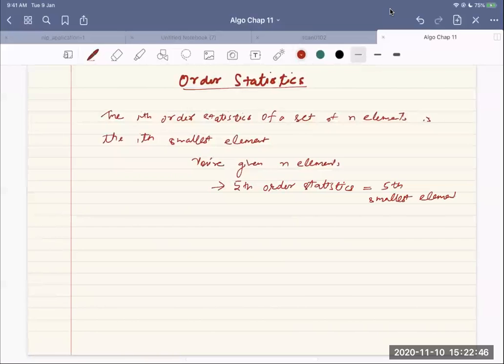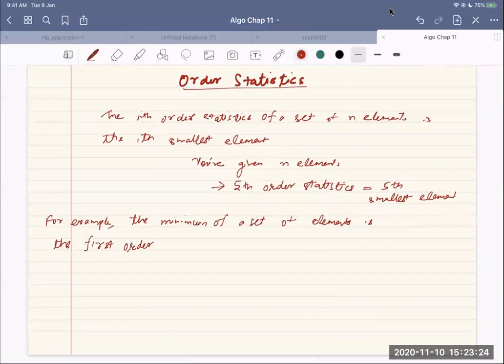What we are very familiar with is the minimum of a set of elements, right? So for example, if you find the minimum of a set of elements, this will be the first order statistic. You can say i is equal to 1. And similarly, the maximum is the nth order statistic.